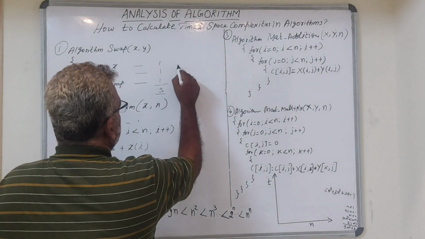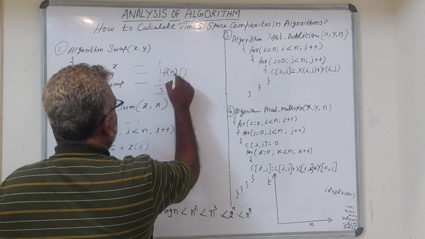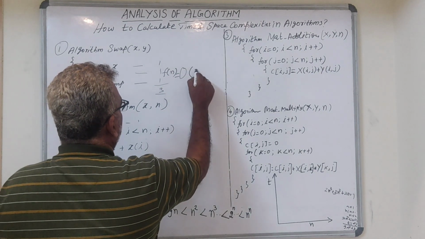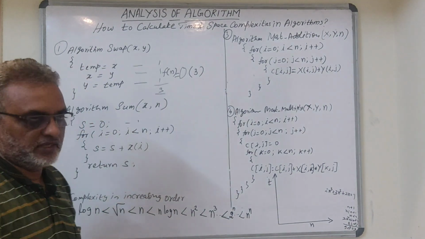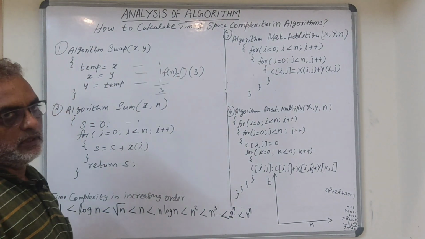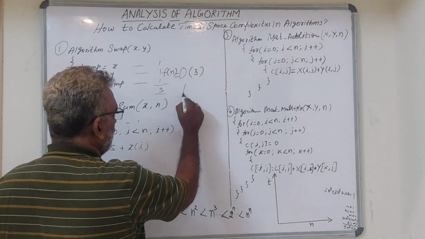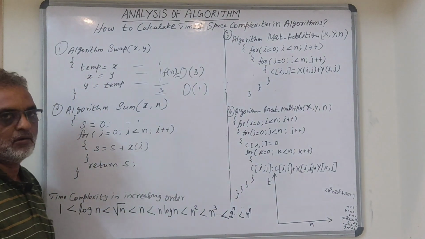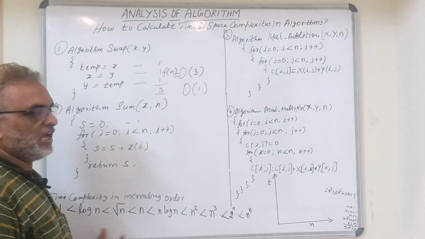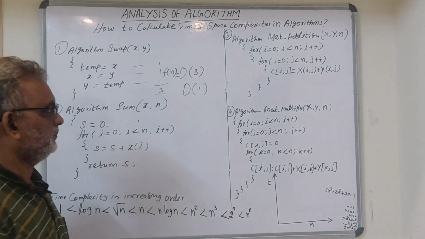So the time function can be written as order of 3. The number 3 is a constant, so this can be written as order of 1. That is the minimum constant available in the complexity values. That is order of 1.